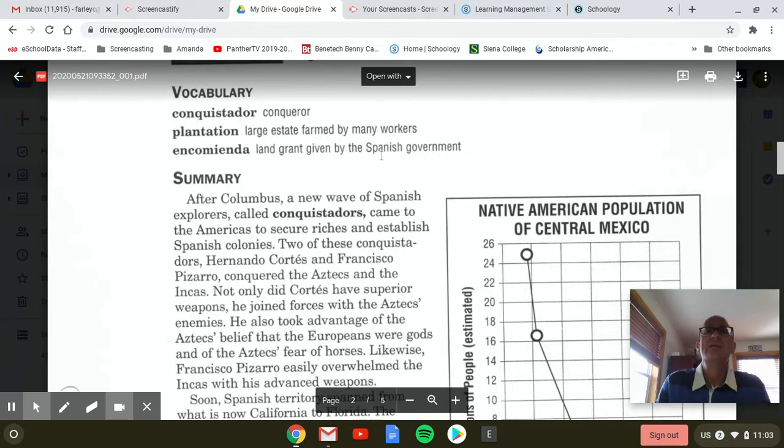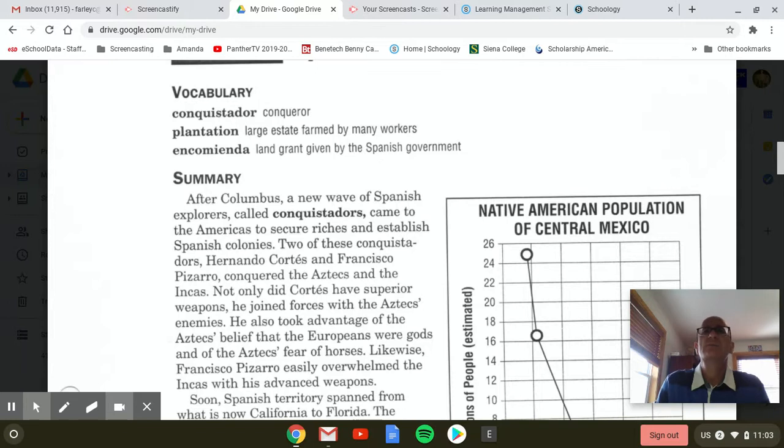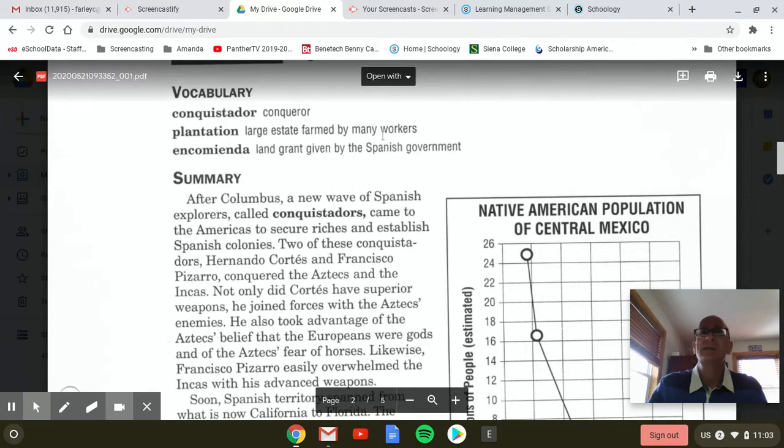Not only did Cortez have superior weapons, he joined forces with the Aztecs' enemies. He also took advantage of the Aztecs' belief that the Europeans were gods and of the Aztecs' fear of horses. Remember when we talked about the Anasazis earlier in the year, we said that the Anasazis, when they first saw those conquistadors arriving in the American Southwest with their horses, imagine the fear of seeing these men on animals that they had never seen before, and these men wearing clothing, in this instance, armor, suits of metal that they had never seen before either. Same applied with the Aztecs. The Aztecs had a fear of horses as well.